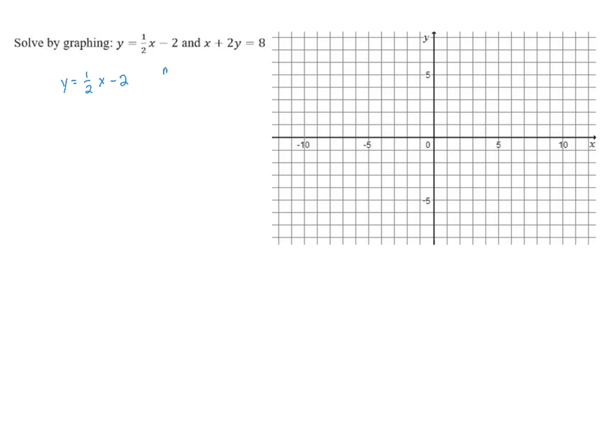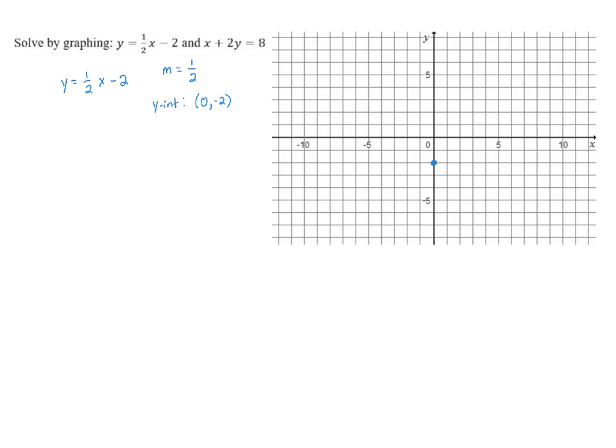The slope is the coefficient on the x, in this case 1/2, and the y-intercept is given by the constant term, which is -2, so that's going to give us (0, -2). We can use the y-intercept as our starting point, so we plot (0, -2), and then we use the slope to find more points on the line.